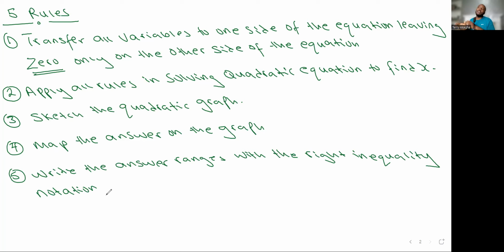So you transfer everything to the left-hand side. You solve the quadratic equation the way you normally would, using the formula, factorizing, or completing the square. You sketch, you map your answers, and you write the answer ranges. So let's pick an example. Let's assume we have x squared is less than 16, and we're meant to solve this.